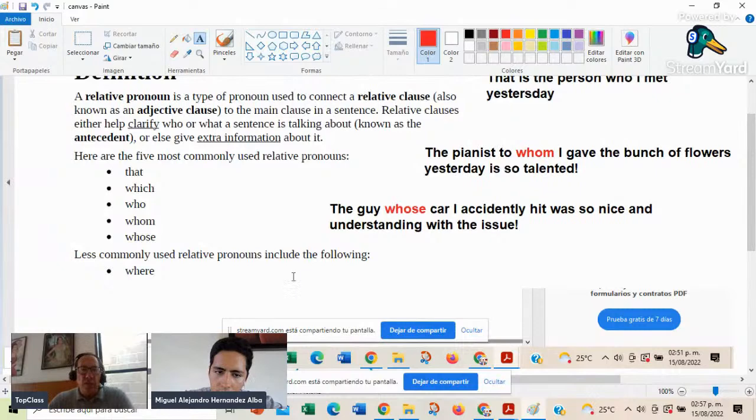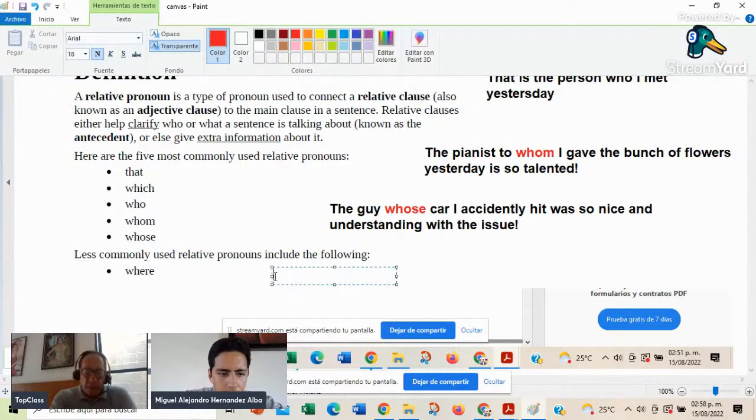Well, there is another case where you can also use another relative pronoun. It says less commonly, but I think they are also very common. Where, right? The box where I put my wallet is no longer there.